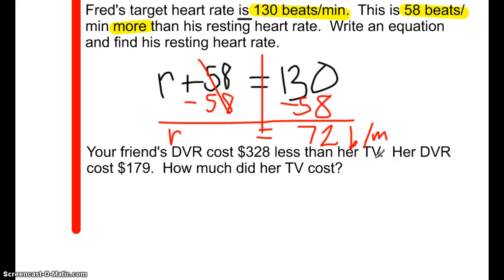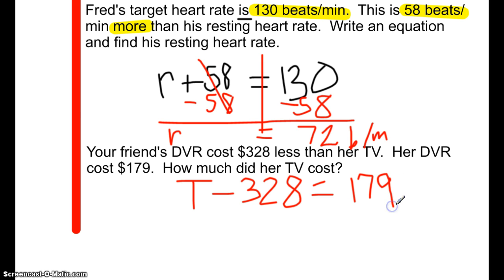So let's come up with a letter for the TV. T. Excellent. Then the DVR cost $328 less than that. So you take the T minus 328. If you want to use a different letter, totally cool. If they tell you what to use, use it. Otherwise, pick your own. Then you know that her DVR total cost is $179.